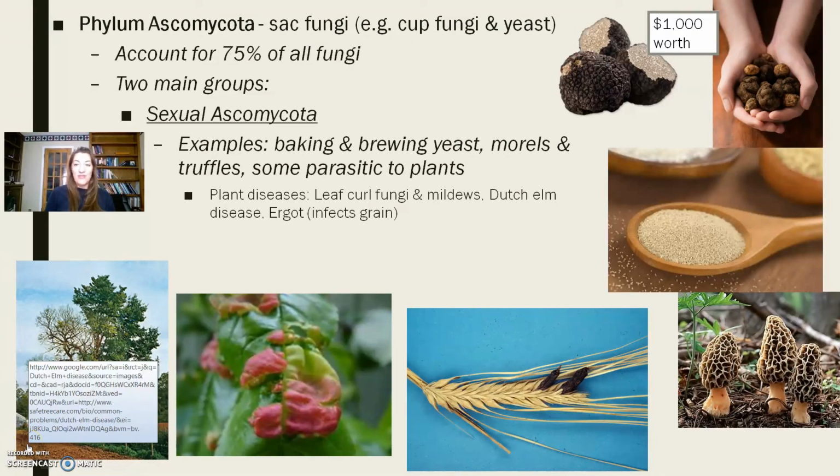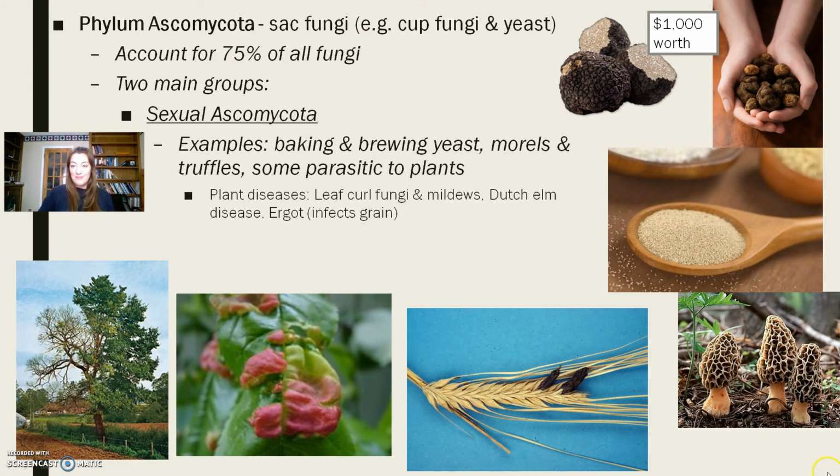Phylum Ascomycota, also known as the sac fungi. Remember, this includes cup fungi and yeast, like the picture of the spoon over here, the little balls right there. This phylum accounts for 75% of all fungi, so most of the fungi you are familiar with come from this phylum. The two major groups have sexual Ascomycota, which includes baking and brewing yeast, morels and truffles, and then there are some that are parasitic to plants.